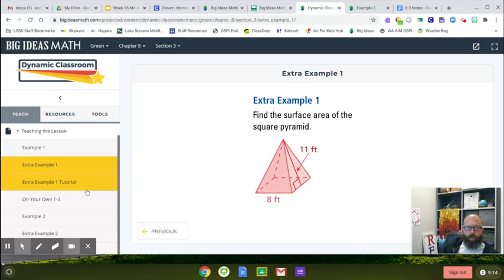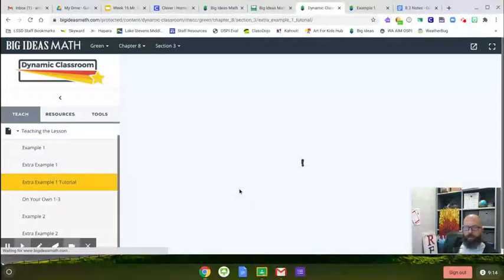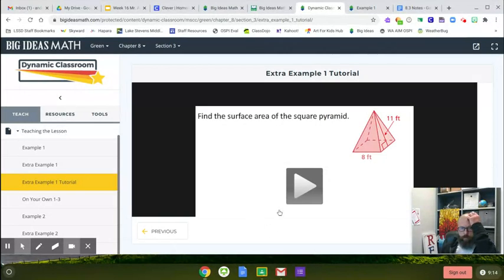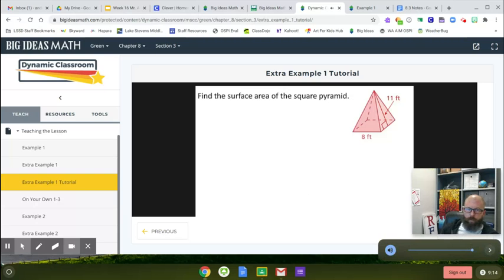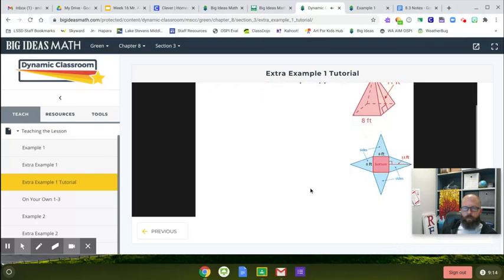You can use a net to find the area. Let's take a look at this tutorial and see how they do it. The bottom is a square, and the area of a square equals the side squared. You can see from the net that the length of a side of the bottom is 8, so the area is 8 squared, or 64.